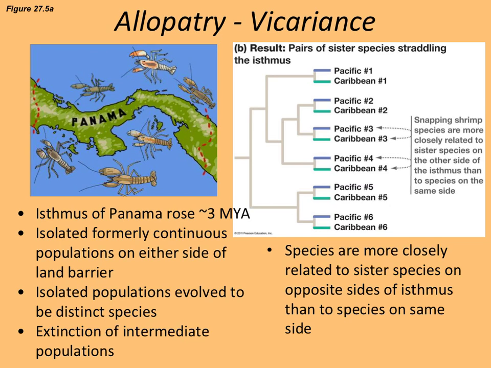This is another example of allopatry. The Isthmus of Panama, Central America, developed about 3 million years ago. Before that, there was the same species of these snapping shrimp. They were one homogeneous population. As the land rose up, and also the water levels dropped, you ended up having separate species.